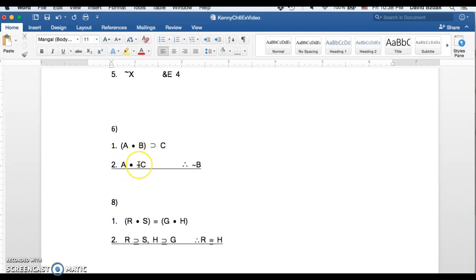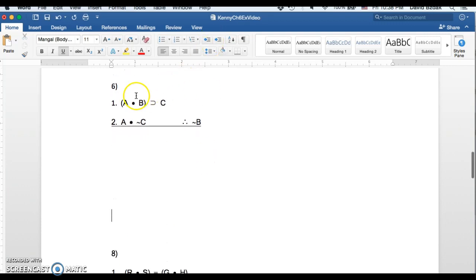Conditional, conjunction. We want to get not B. All right, so we have not C here, but it's not by itself. So the first thing we can do before we can do modus ponens is we can get not C by conjunction elimination of 2. Now we have conditional, negation of the consequent. We can get the negation of the antecedent.